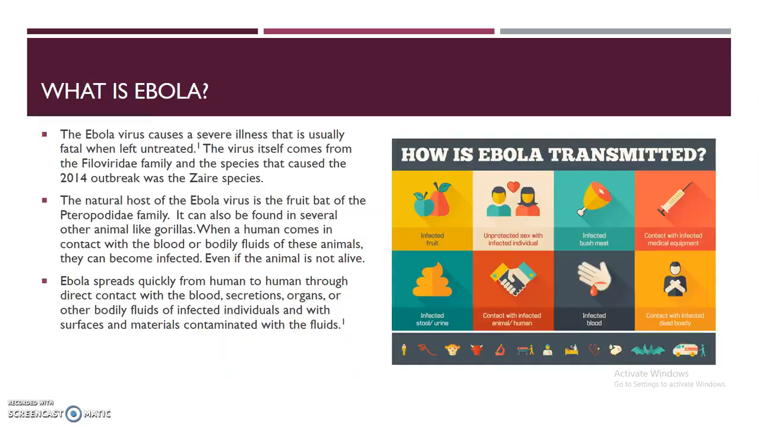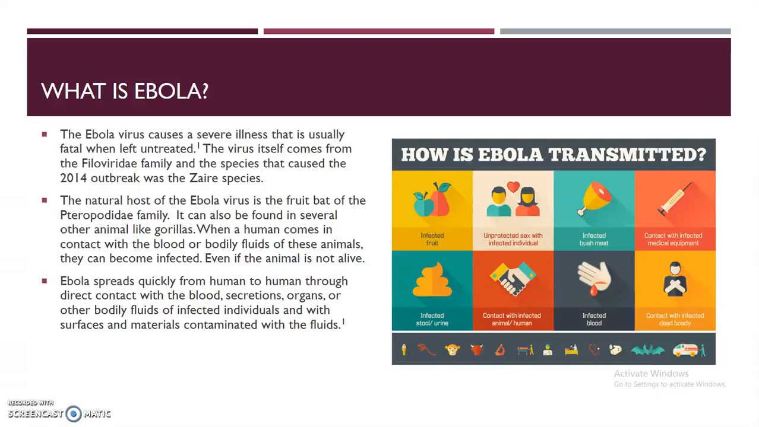Ebola is a virus that causes a severe illness that's usually fatal when left untreated. It comes from the filovirus family, and the species that caused the most recent outbreak was from the Zaire species. The natural host of Ebola is the fruit bat, but it can be found in other animals like gorillas. When a human comes in contact with the blood or bodily fluids of these animals or humans, they can become infected, even when the animal or the human has passed away.